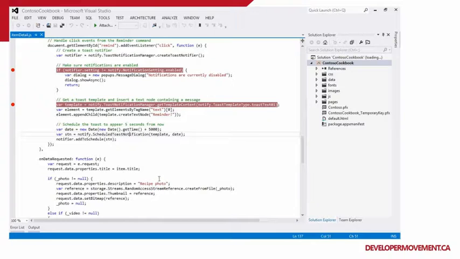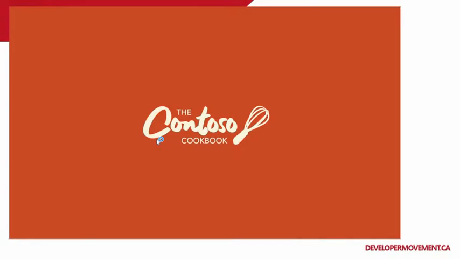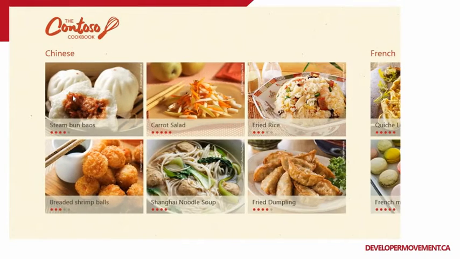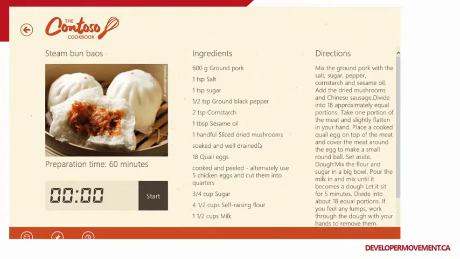All right, so Toast notifications, where we run it is in the item details page. So I'm going to run the application, start it up here. And I'm going to go into a recipe, and I'm going to set a reminder.